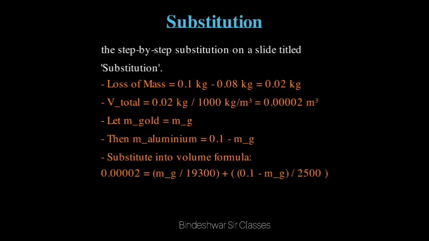Let the mass of gold be m subscript g. The total mass is 0.1 kilograms, so the mass of aluminium must be 0.1 minus m subscript g. Substituting these into our volume formula gives us 0.00002 equals m_g divided by 19,300 plus (0.1 minus m_g) divided by 2,500.